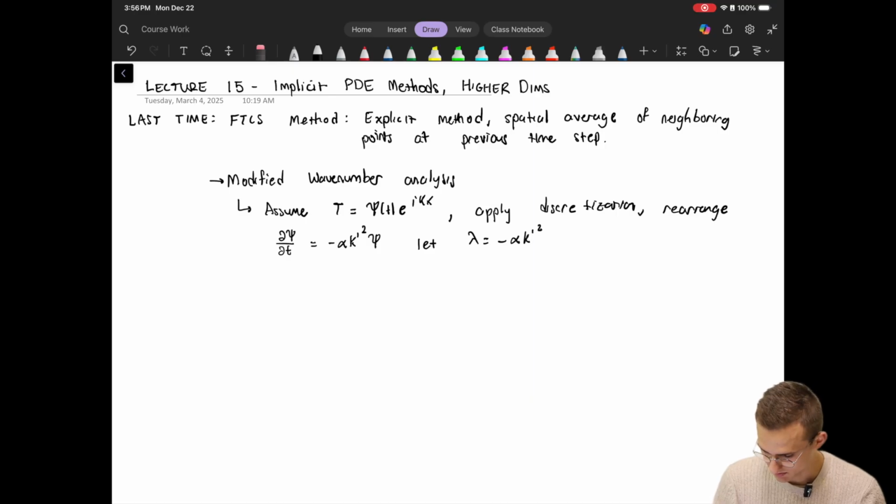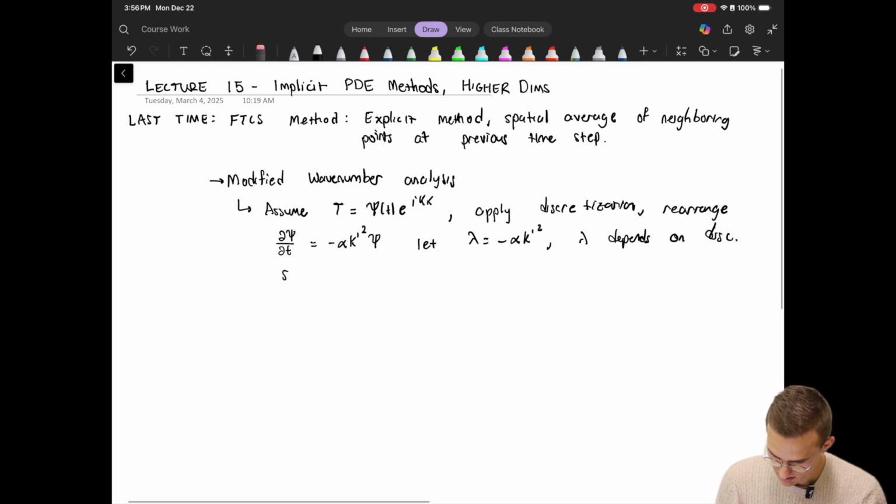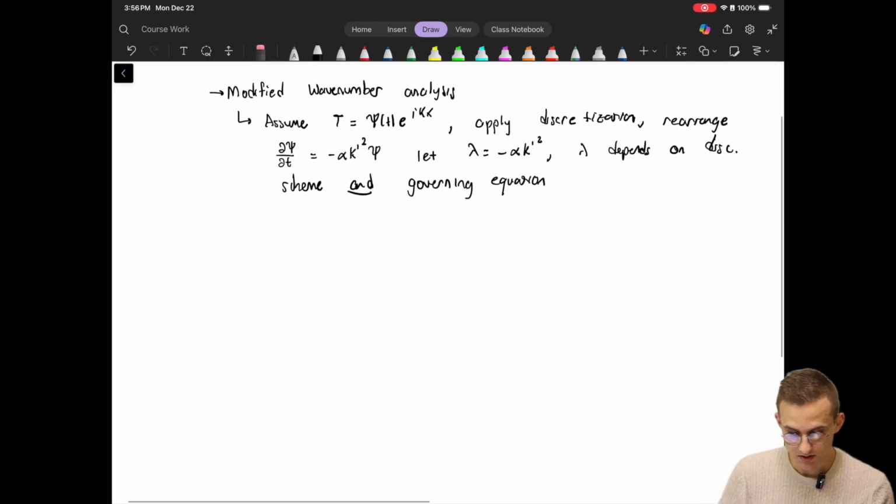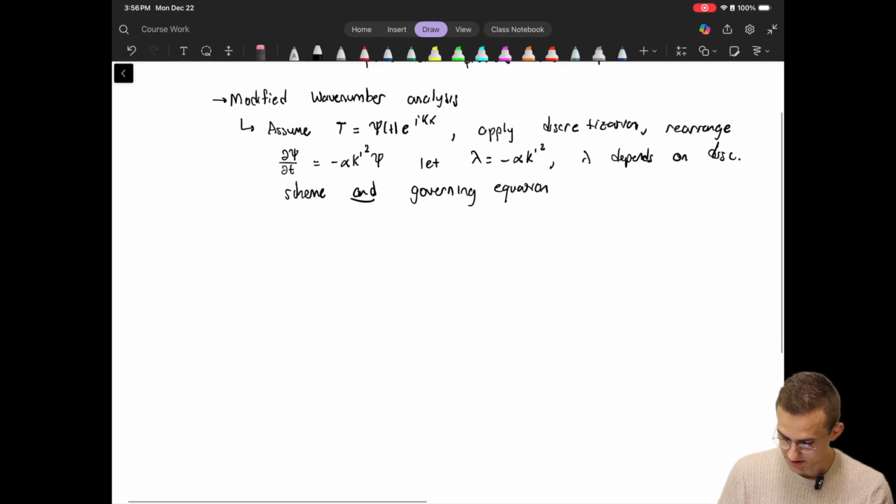Okay, so lambda depends on your discretization scheme and the governing equation. Okay, and then after that you just do your normal stability analysis with lambda. Okay, so let's go ahead and just jump right into it.